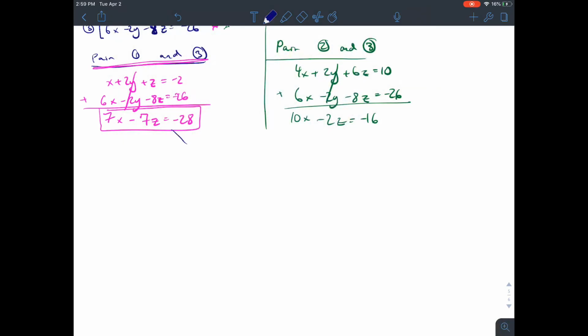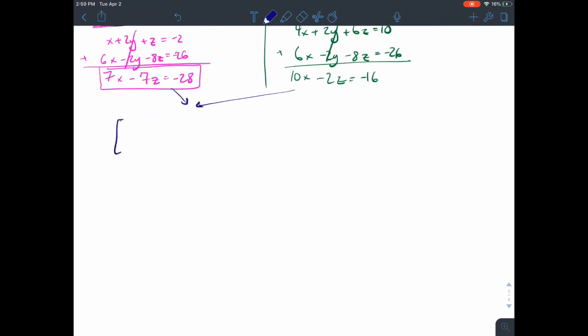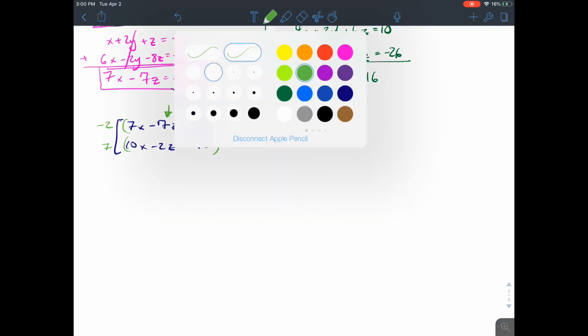So let's take our two new equations, which are already better than our originals because they just have x and z with no y's. So we're down to 2 variables from 3 originally. So we pair these two equations up. 7x minus 7z equals negative 28. 10x minus 2z equals negative 16. So in order to eliminate one of these variables, we need a column to match as well. You can pick either one. In this case, I think picking z is the easiest choice. So to make these match, let's multiply the first equation by negative 2 and the other equation by 7. Let's see what happens.